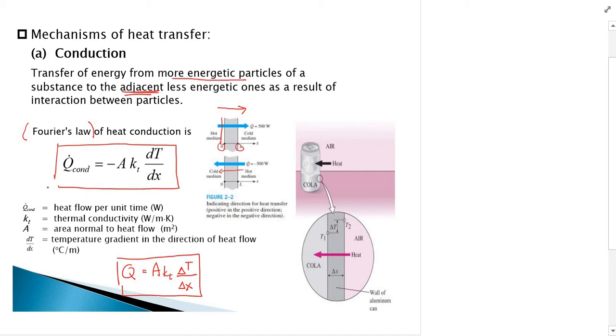Okay, so besides this equation, you also can use the one that I wrote here, Q equal to A kT, change in temperature over change in x. Later I'll show you what's the difference and how to use this positive and negative direction.